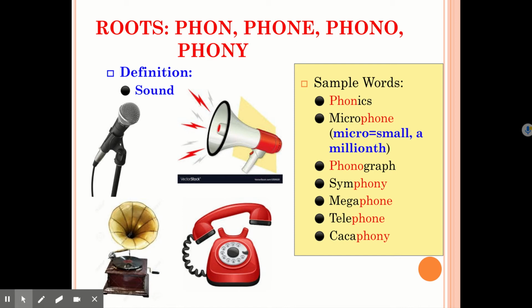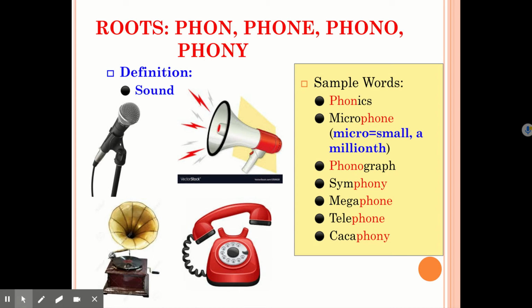First, we have phonics, which is the science dealing with spoken language or speech sounds. So when a child is first learning how to say the alphabet, the child will be introduced to phonics. Then here we have a picture of a microphone. Micro meaning small or a millionth. A microphone is an instrument that makes small sounds larger. For example, when you talk into a microphone, it'll amplify or increase the sound of your voice.